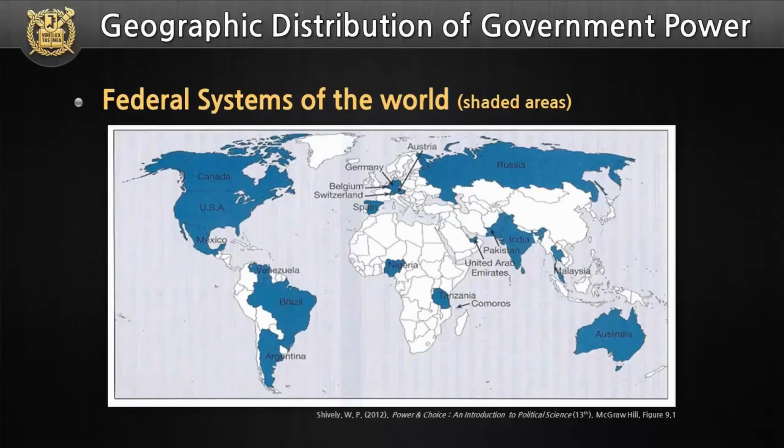I can give you a visual aid. The shaded areas represent federal systems, and as you can see, large countries, right? Russia, US, Canada, Mexico, Australia, etc. And the unshaded wide area represents unitary systems.